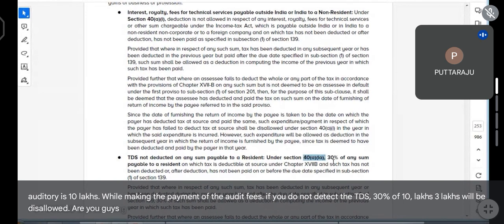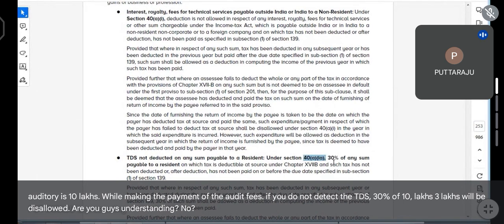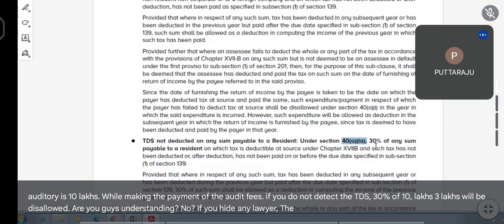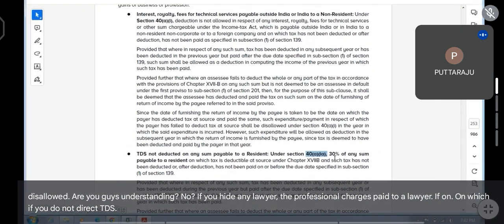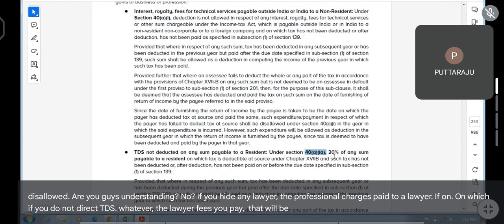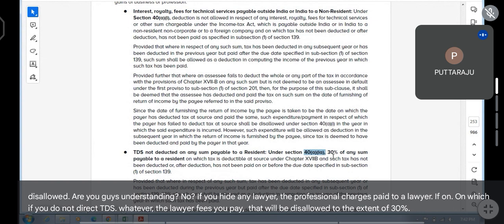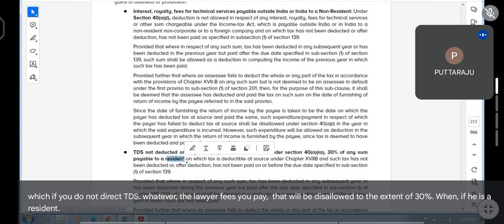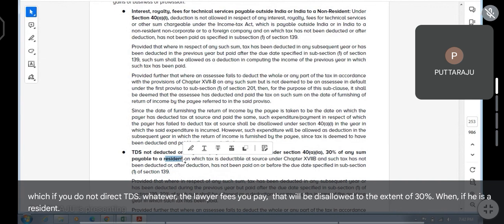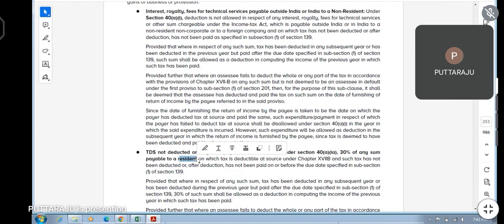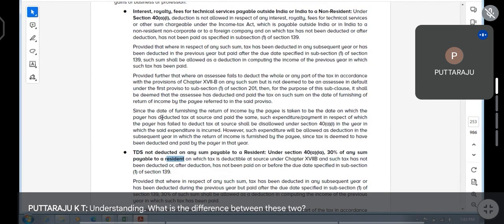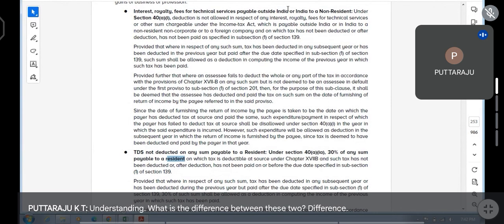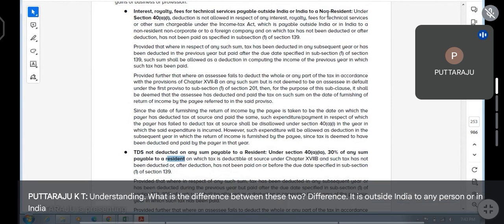Are you guys understanding now? If you hire any lawyer, the professional charges paid to a lawyer, if on which you do not deduct TDS, whatever the lawyer fees you pay, that will be disallowed to the extent of 30%. When? If he is a resident. Understanding? What is the difference between these two? The difference is: it is outside India to any person or in India to a non-resident.